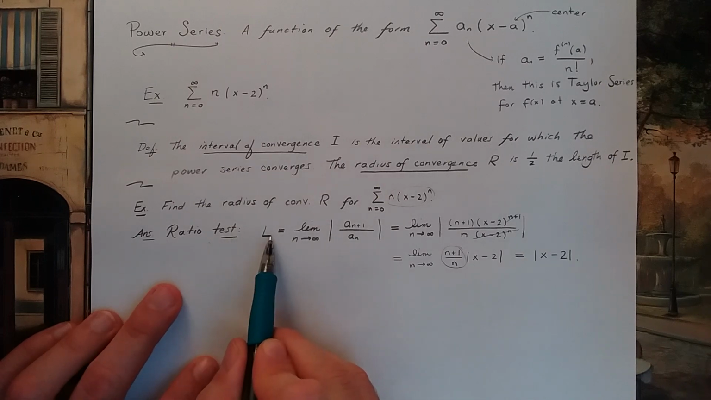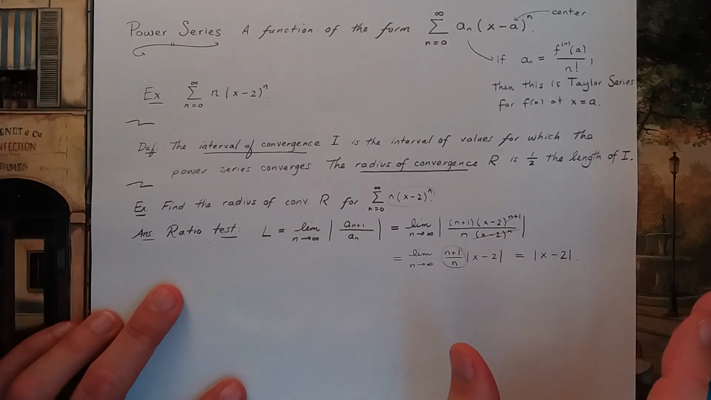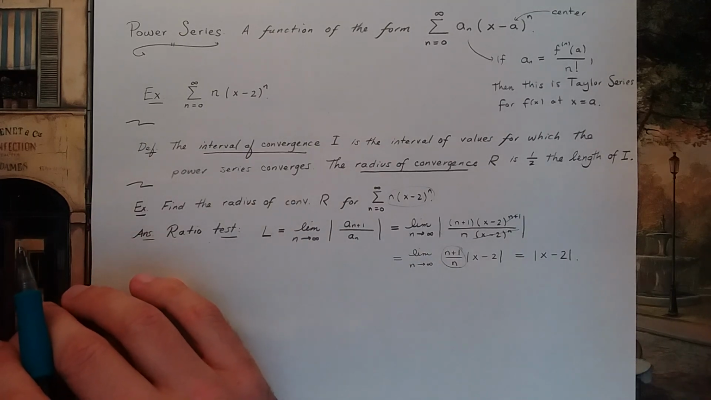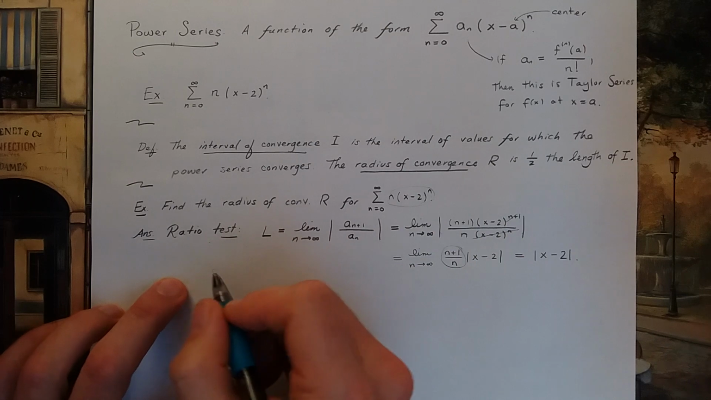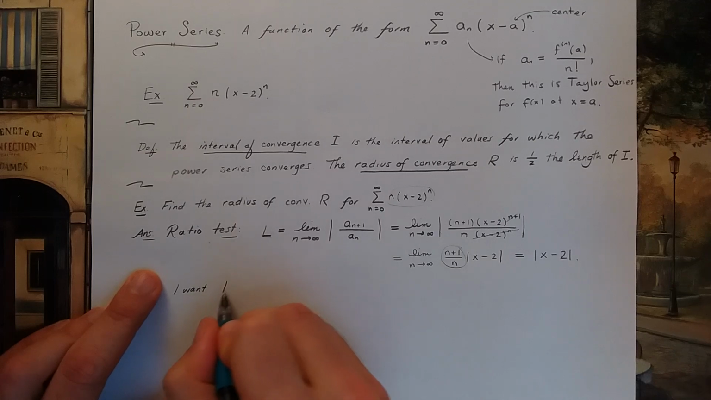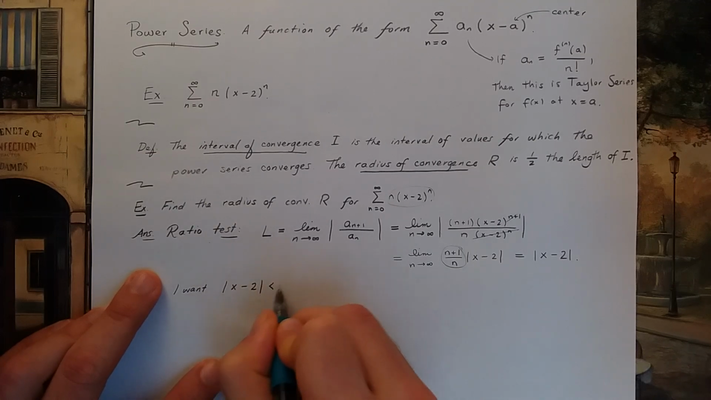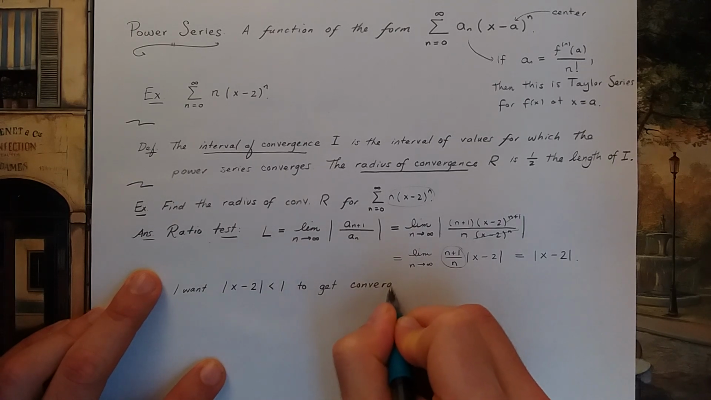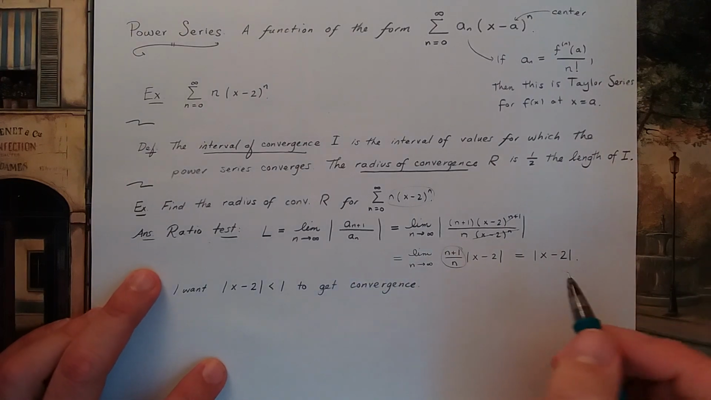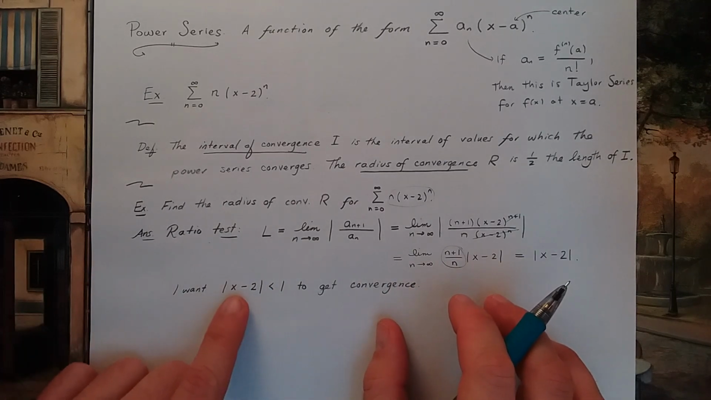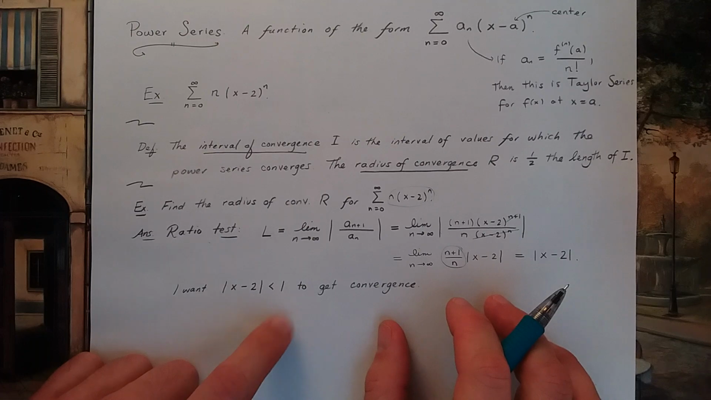Now, if you remember the ratio test, what you do is you take this limit L, and if L happens to be less than 1, you have a convergent series. If L is bigger than 1, you have a divergent series. So in order for my series to converge, I want L, this limit, to be less than 1 to get convergence. This is where you get the interval of convergence. So I need the values x to satisfy this inequality to get convergence.